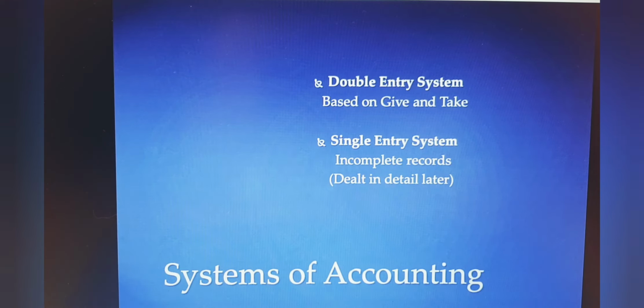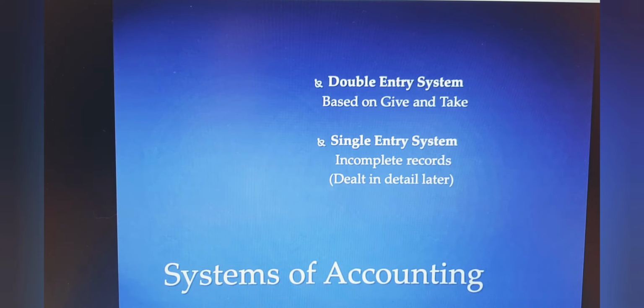Now, accounting can be done in various ways. Some simple or small organizations still follow the single entry system, which is an incomplete or haphazard method. It is not systematic, not scientific. And that is usually a thing of the past now. Still, that was the system. Now, the improved system is the double entry system, which is based on two aspects, give and take. You record both, whenever a transaction happens. Of course, both systems will be discussed in detail in the chapters to come.